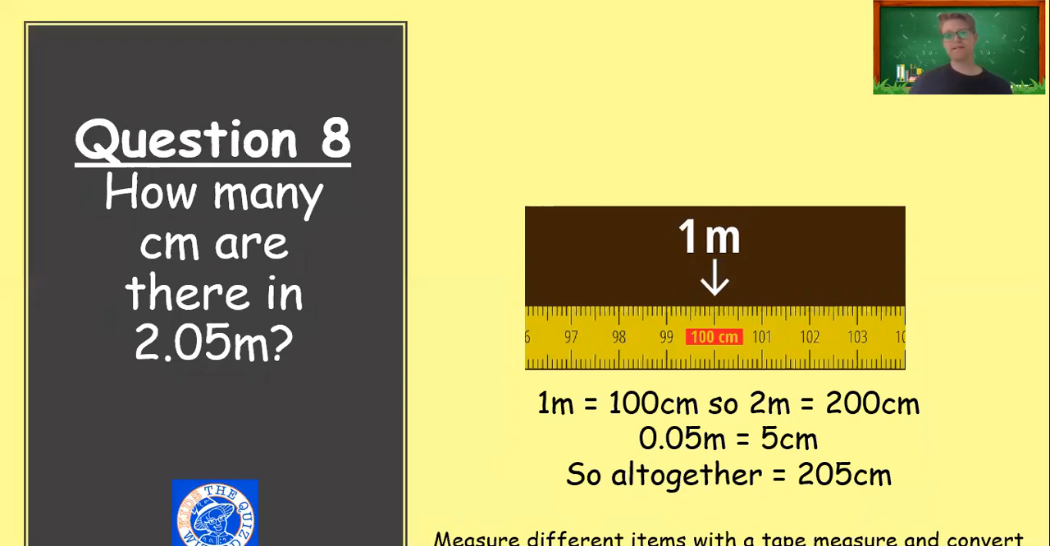So in 1 metre there are 100 centimetres. So in 2 metres there are 200 centimetres. 0.05 metres is 5 centimetres. So altogether you would have 205 centimetres. At home, measure different items with a tape measure and try and convert them between centimetres and metres.